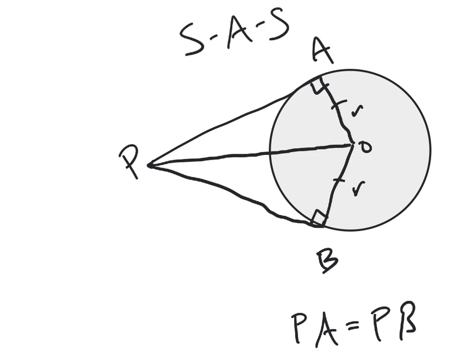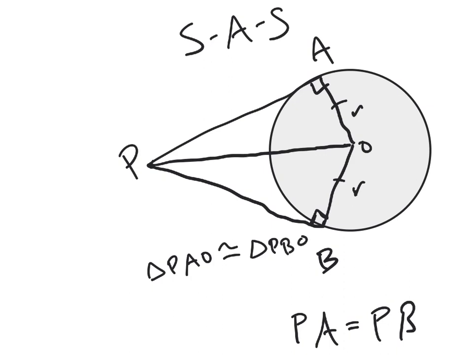Then we can prove that the two triangles are congruent by side angle side, which some of you may have learned in geometry. It basically says if we have two sides which are congruent and we know they share one angle which is the same, that they're congruent. And we know that they share one angle that is the same because we've proved that they both have this 90-degree angle. Therefore, we know that triangle PAO is congruent to triangle PBO.